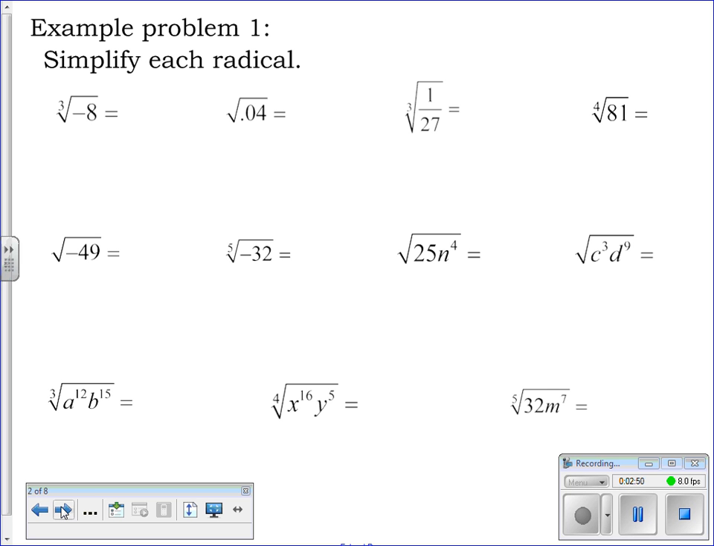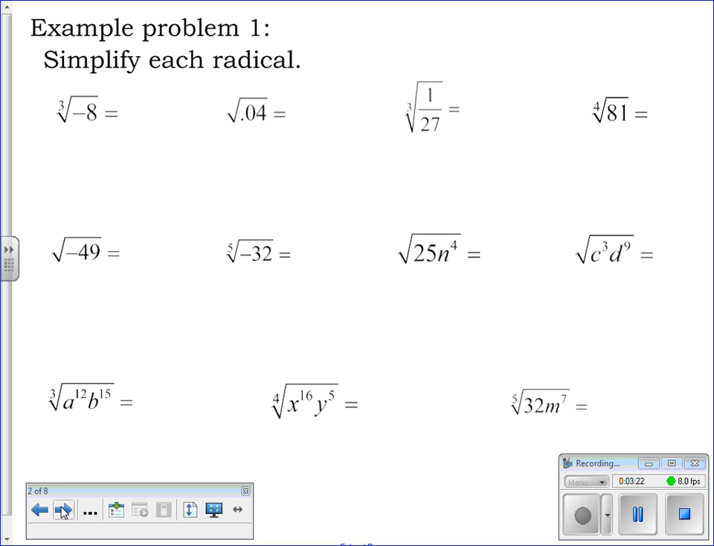So, simplifying each radical. What is the cube root of -8? Well, you should know your powers, and we talked about this before. You should know powers of certain numbers. 1 cubed, 2 cubed, 3 cubed, and the roots go in the opposite direction. We talked about this last semester. You should know all your perfect squares. You should know all your perfect cubes up to like 5 cubed or 6 cubed.